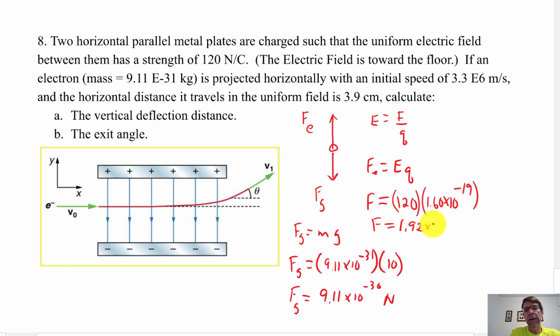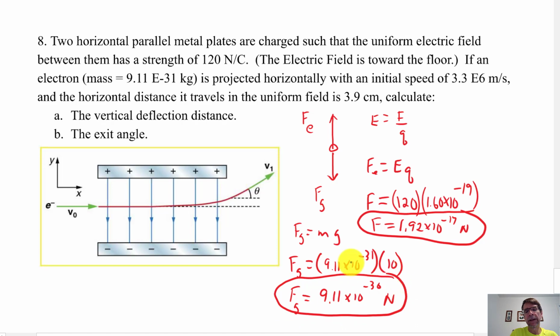1.92 times 10 to the negative 17th newtons. Let me just circle that for a second, because I'm trying to compare these two numbers to figure out the F net. If they're equal, then there'll be no net up and down force. The electron will just shoot through this gap and not go up or down. But F electrical up here that I just calculated, F sub E, 1.92 times 10 to the negative 17th, seems awful small, but it's way, way bigger than 9.11 times 10 to the negative 30th.